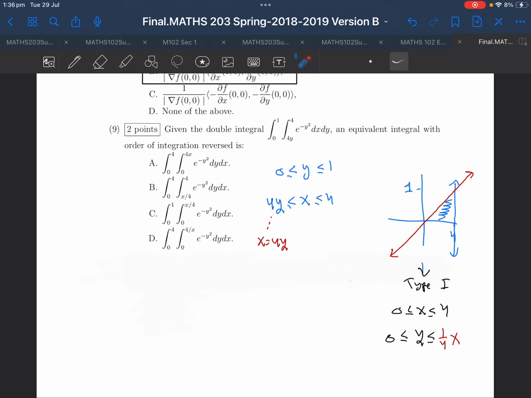So the integral should start from 0 to 4. That means the first one is out of the equation. And then the second equation should start from 0. That means b is out of the equation. And then it should end up at 4 over x, which will be just part D.